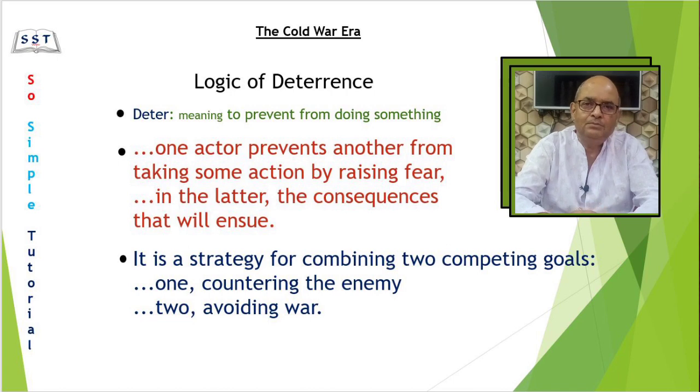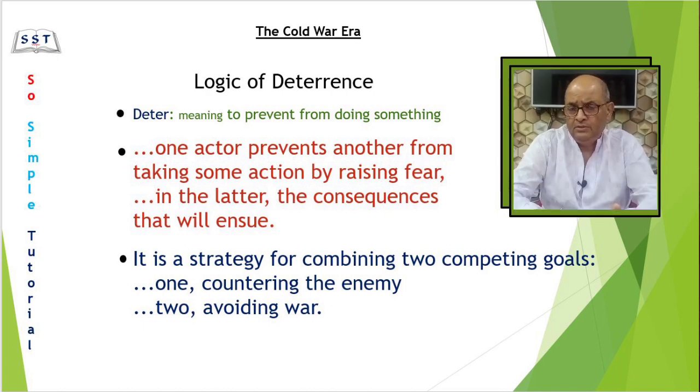So, deterrence is basically a strategy for combining two competing goals: one, countering the enemy, and second, avoiding war. This concept is very simple. An enemy will not strike if it knows that the defender can defeat the attack or can inflict unacceptable damage in retaliation. This is what was happening here.